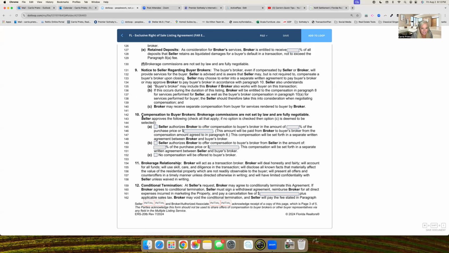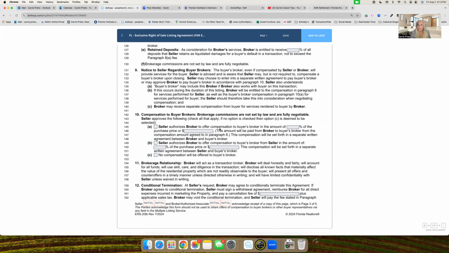Now, compensation 10, to the buyer's broker. So this is explaining what the seller is authorizing us to do. Brokerage commissions are not set by law and are fully negotiable. We already knew that. The seller is approving the following. A, the seller is authorizing the broker to offer compensation to the buyer's broker in the amount of what percent or a flat rate, which we're not going to do, right?